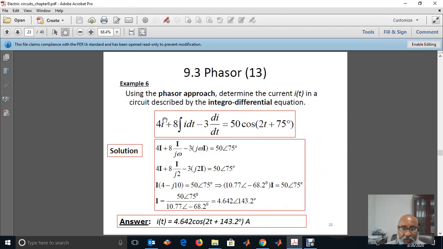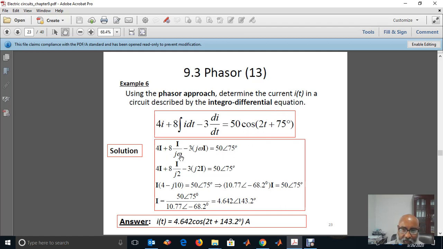Okay, let's try to solve this. We call this an integral differential equation, because it is a combination of integration and derivative. So let's try to change it to phasor form and solve this. For i, the time domain current becomes phasor I capital: 4 times I, this is 8, and the integration will be I over j omega. The derivative will be j omega times I, and this one in phasor is 50 at an angle of 75 degrees.